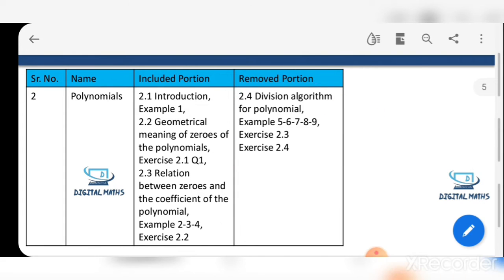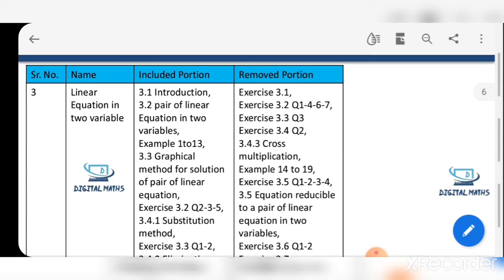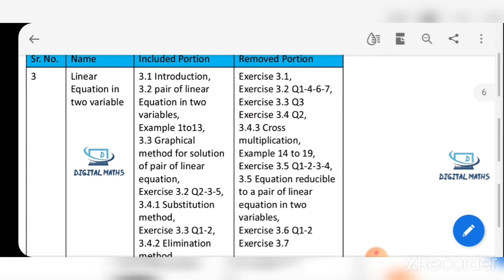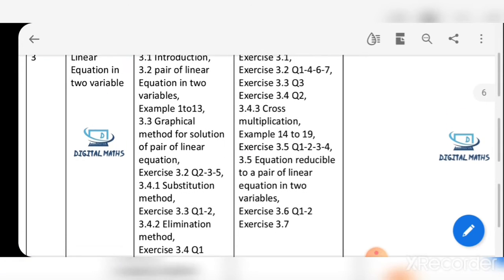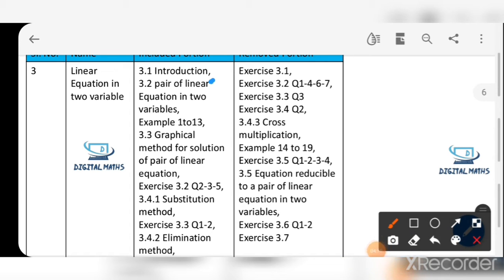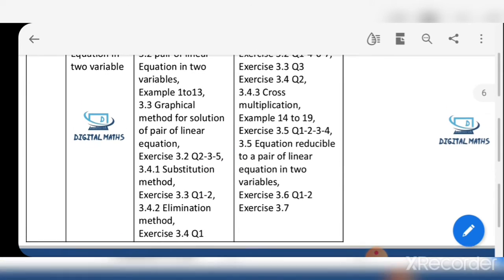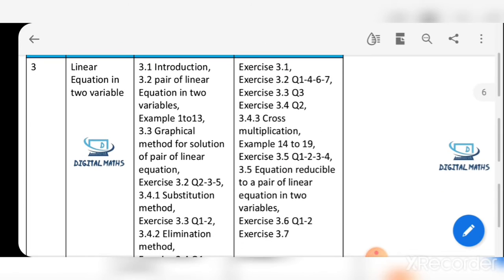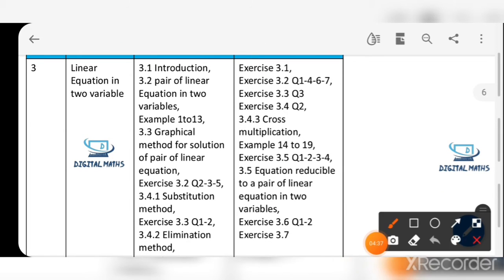Now we have to see chapter number 3 in mathematics, linear equations in two variables. First, the included portion: introduction, pair of linear equations in two variables, examples 1 to 13, graphical method for solution of a pair of linear equations, exercise 3.2 questions 3 to 5, 3.4.1 substitution method, elimination method 3.3 and exercise 3.4.